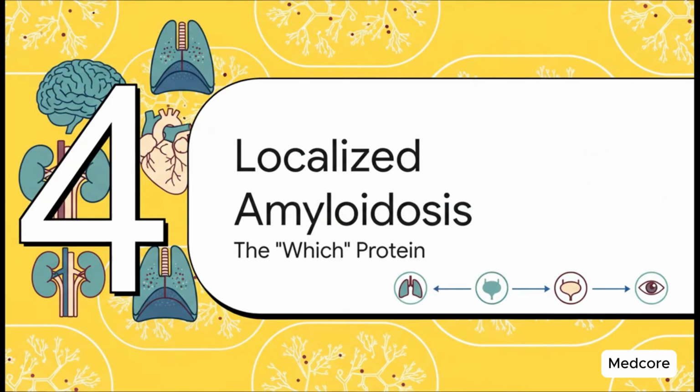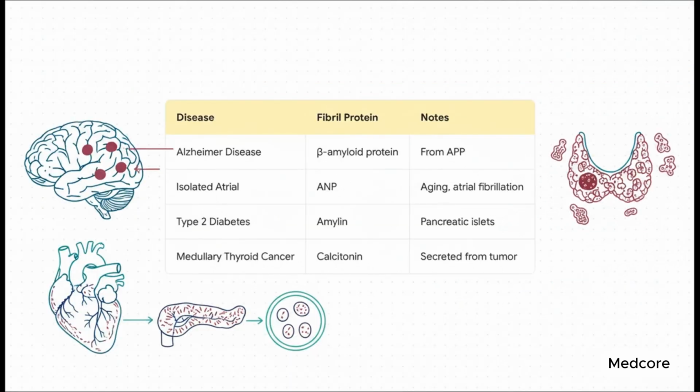Now, not all amyloidosis goes systemic. Sometimes the protein deposition is stuck in just one single organ or tissue. We call this localized amyloidosis, and it's actually behind some diseases you're probably very familiar with. Let's look at some high-yield examples here.